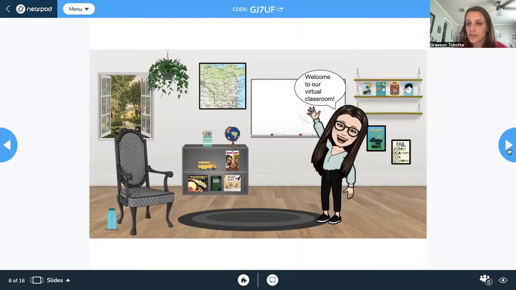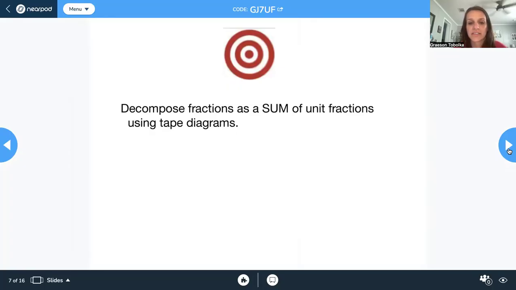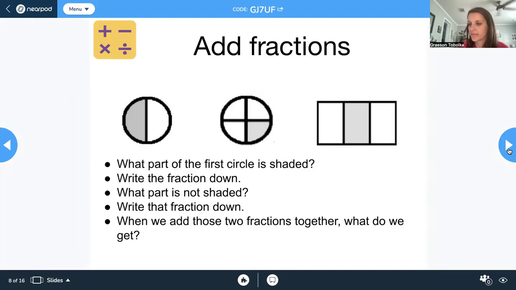We're going to work on a virtual lesson today in math, and it's going to be a fourth grade lesson. And our learning target is that we are decomposing fractions as a sum of unit fractions using tape diagrams. So we're going to add fractions.